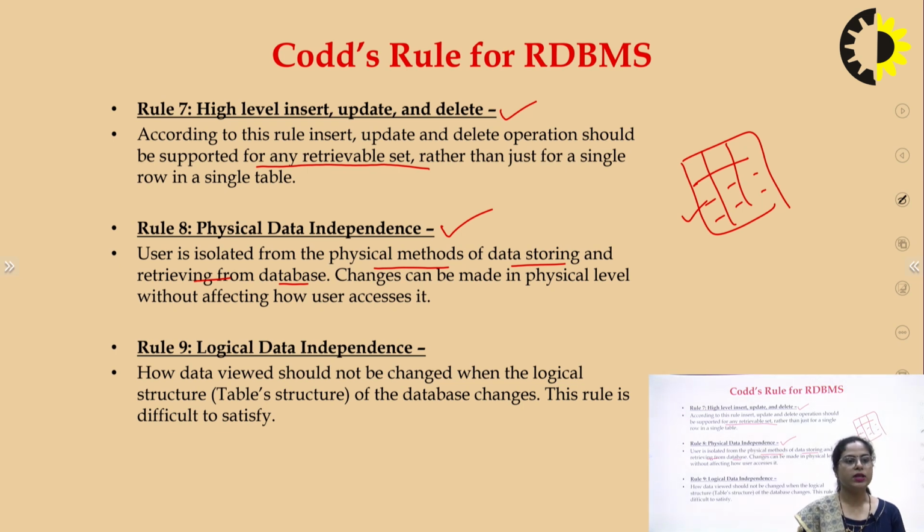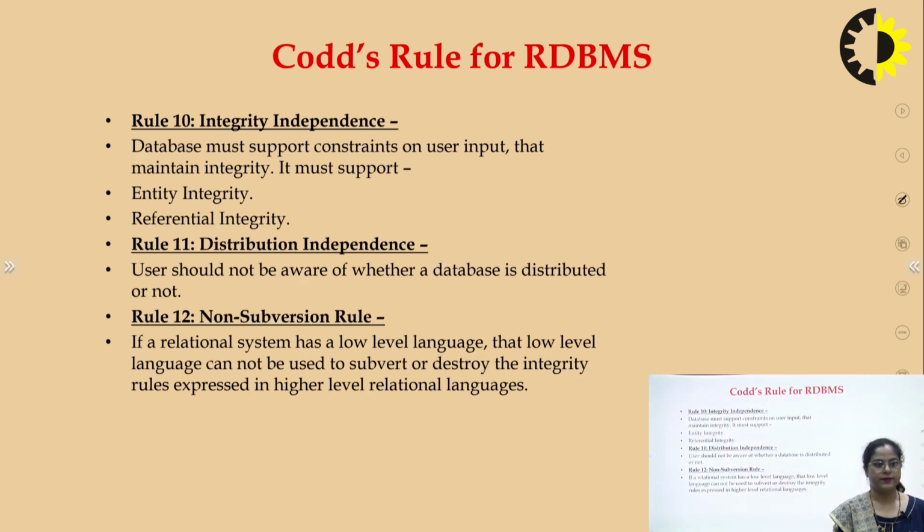The next rule is logical data independence, in which how the data is viewed should not be changed when the logical structure of the database changes. The first line tells us that the view should not be changed. The view of the table remains the same. This rule is difficult to satisfy.